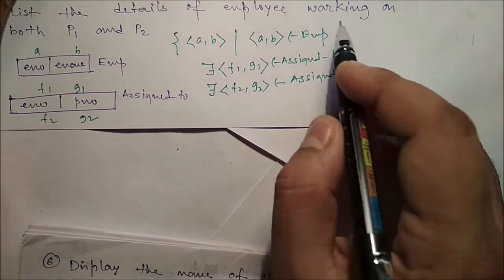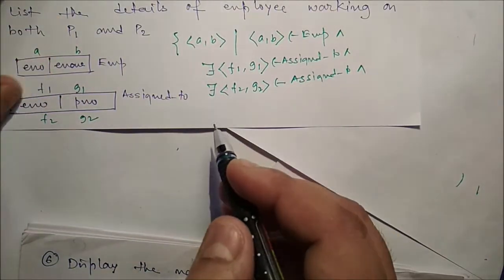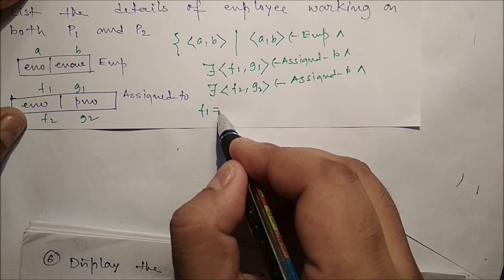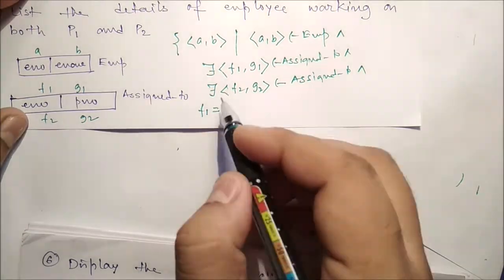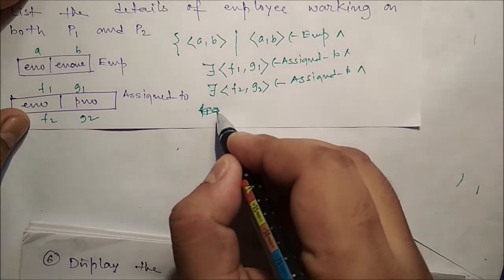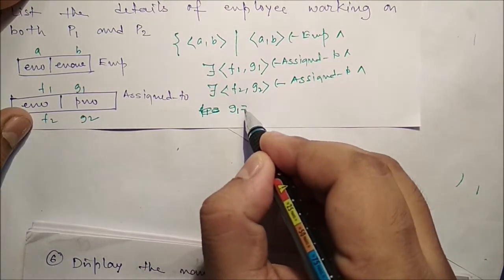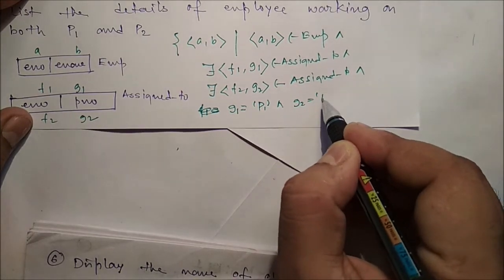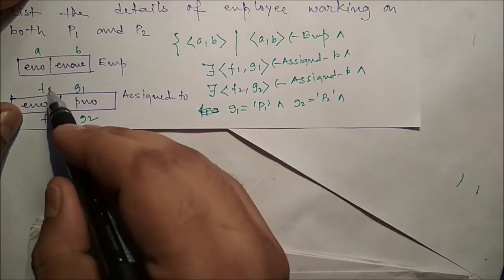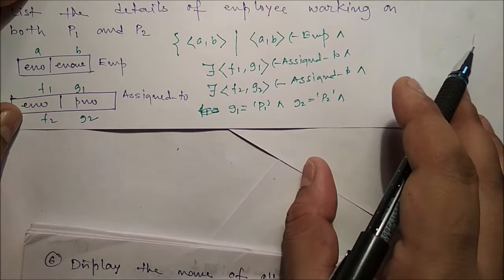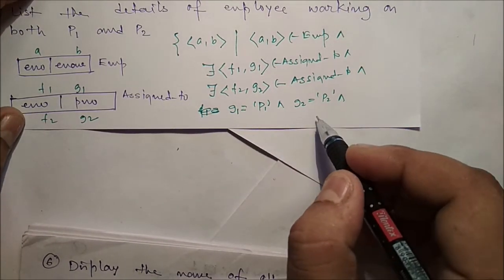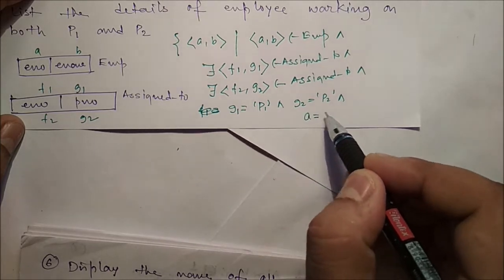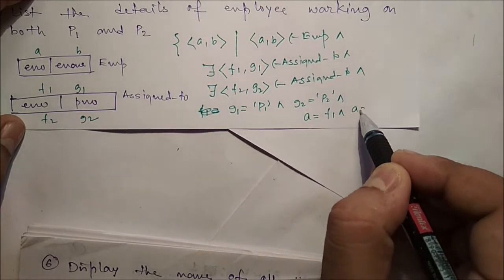Next is working on both P1 and P2. That means project number is there, so we have to write G1 is equal to project 1 and G2 is equal to project 2. The associated F value must be there. So here we need the employee number, so A is equal to F1 and A is equal to F2.